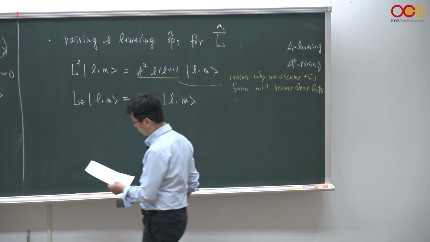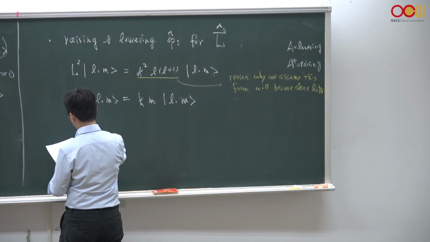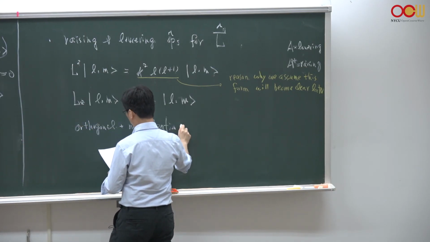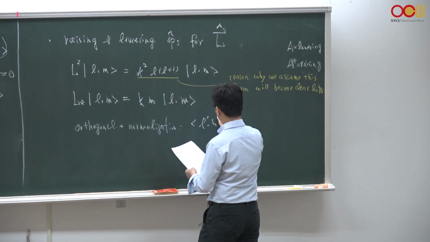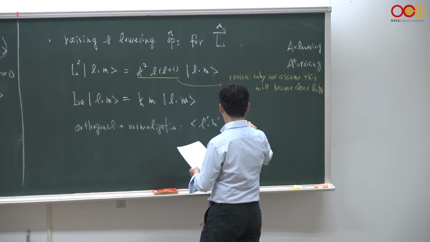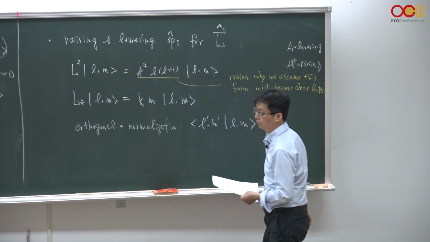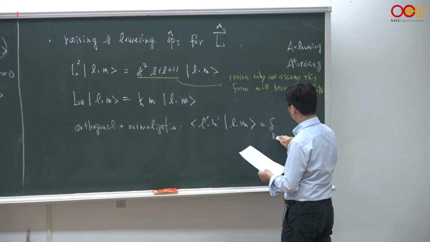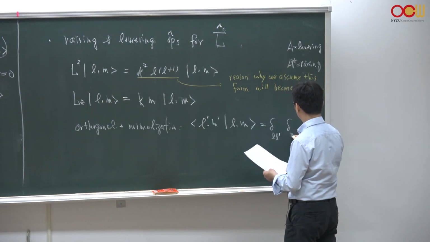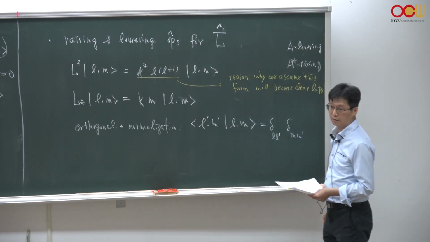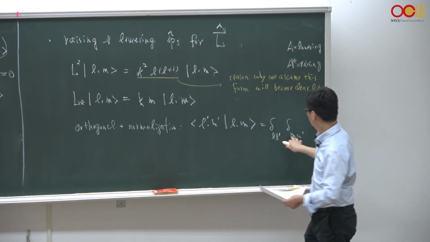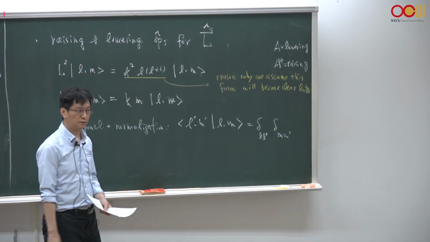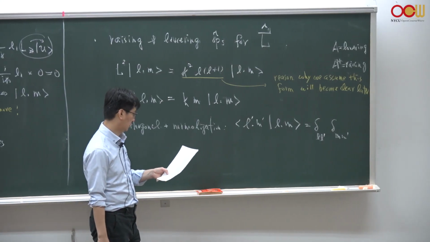And we could define and demand this orthogonality and normalization condition, that the overlap between these two different eigenstates l m and l prime m prime is given by the Kronecker delta, delta l l prime times delta m m prime. So if any of these delta functions vanishes, you get 0 because of the orthogonality and normalization condition.